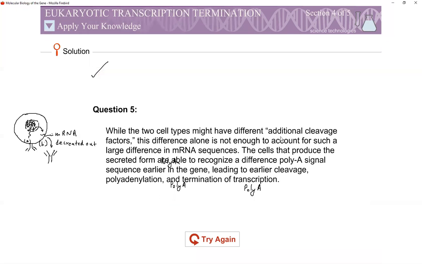Although it is very well known that the two cell types are going to differ from each other on the basis of their difference in cleavage factors, they are saying that such a modification will not be able to produce both the different types of mRNA. The cells that produce the secreted form are able to recognize a different poly A sequence earlier in the gene, leading to earlier cleavage, polyadenylation, and termination of transcription. Okay, now I got that particular point.